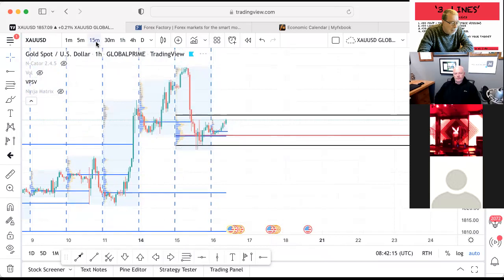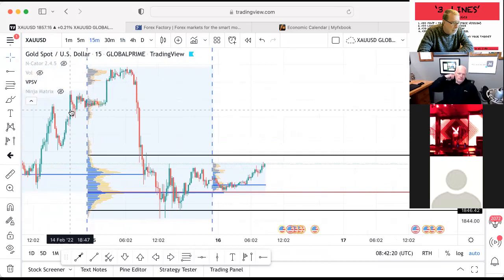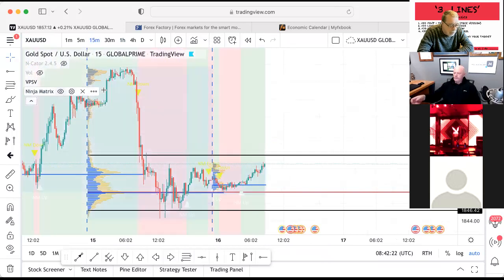So let's go back to the 15-minute chart and have a look at what's going on. We put the matrix on. As you can see, we've got a Ninja matrix up, which came in at 4:17 this morning.